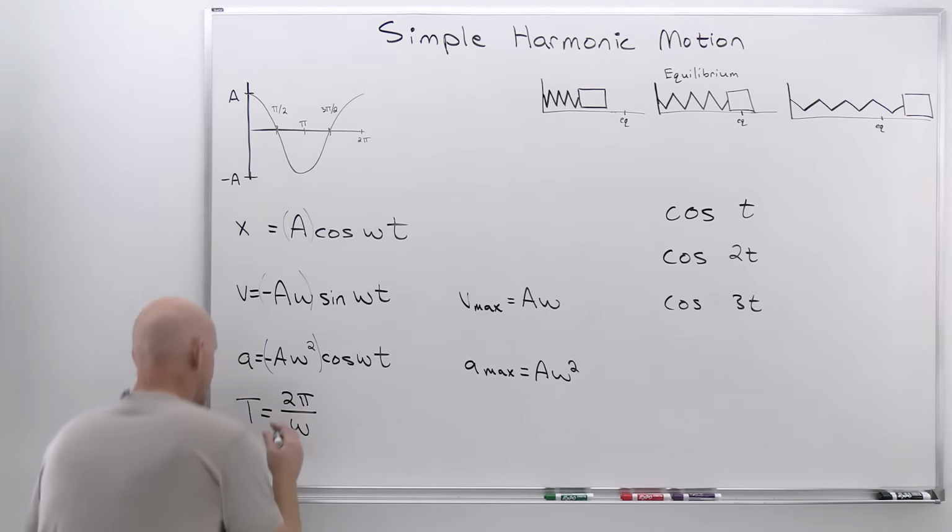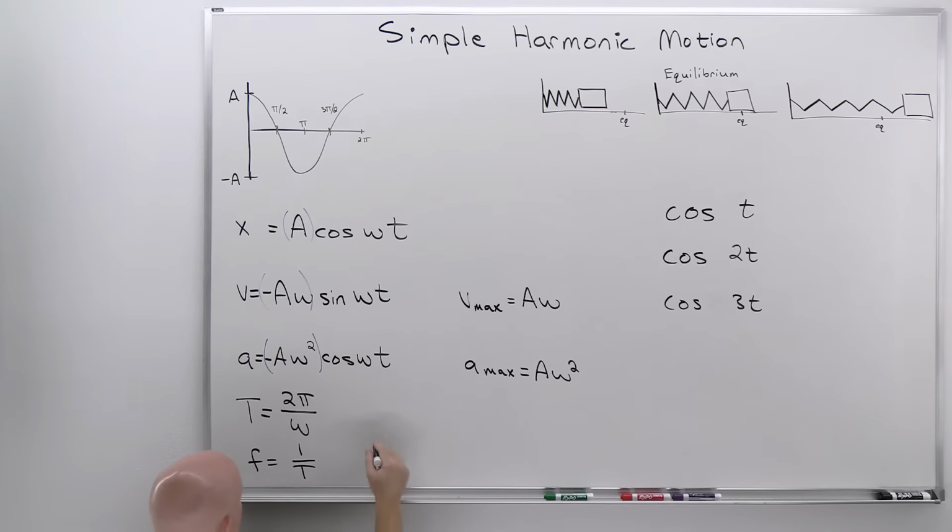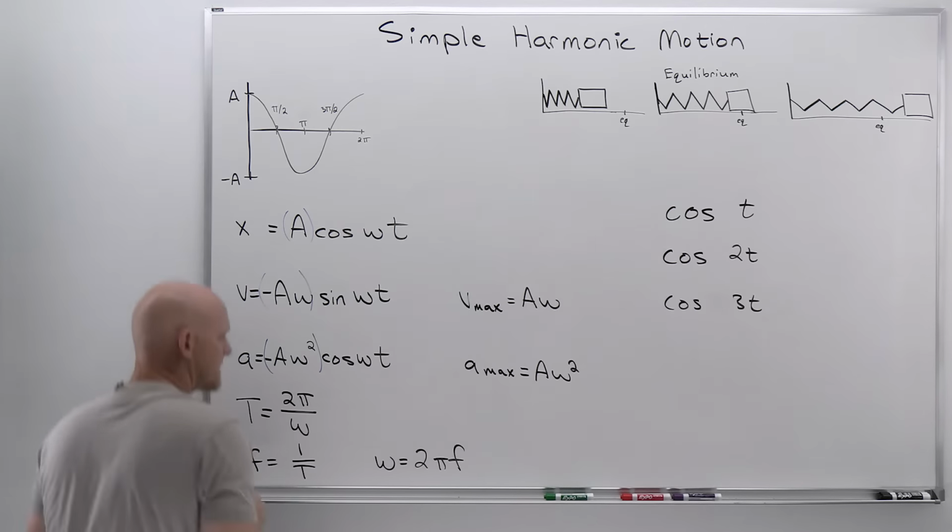Now, frequency, on the other hand, is just the inverse of the period, 1 over T. And if you rearrange this a little bit, you can see that your frequency factor is equal to 2 pi times your frequency, and we'll come back to that in a second.